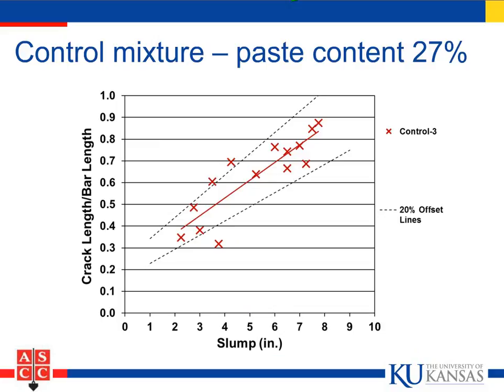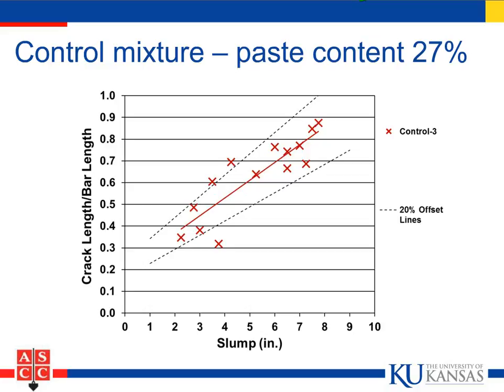The paste content is 27%. Now 27% is a value we pick because that's sort of the maximum that we would want to have for our low cracking high performance concrete bridge decks. We usually want to be below that. At any rate, what we can see is just like Doc Hill had in his early test, that we get a clear increase with the amount of cracking as we increase the slump. So this is our control mixture.